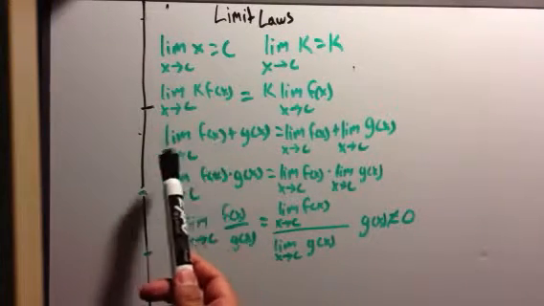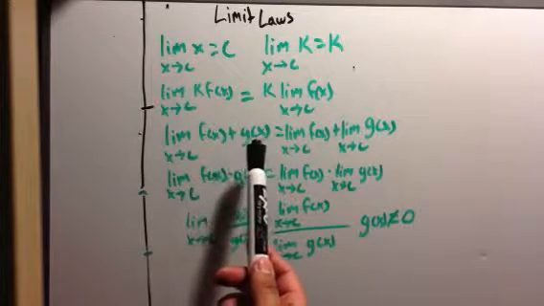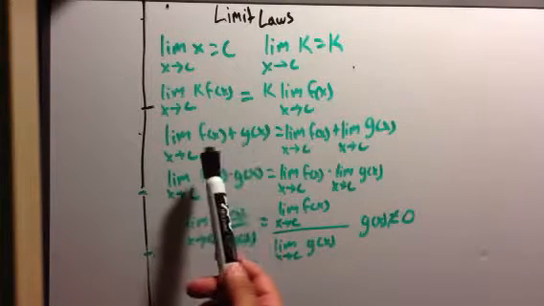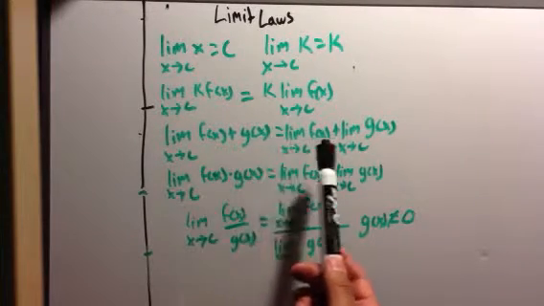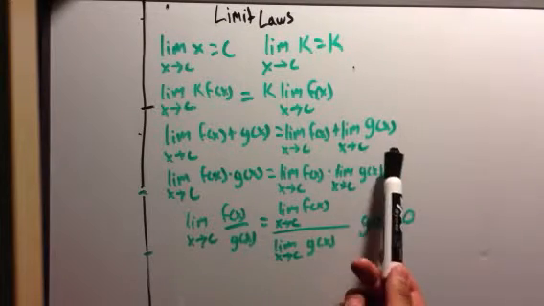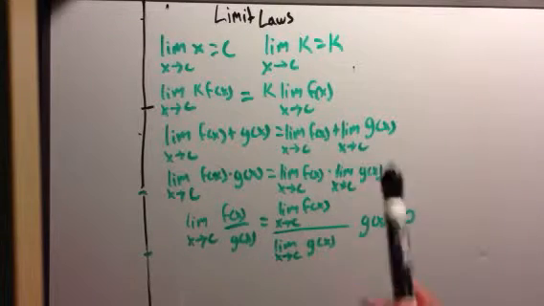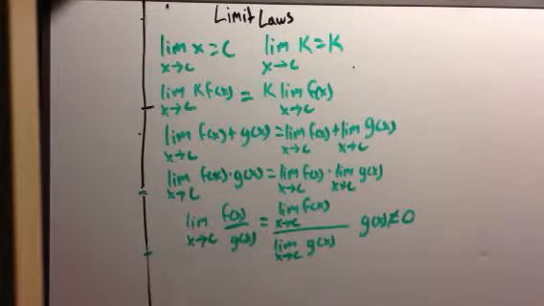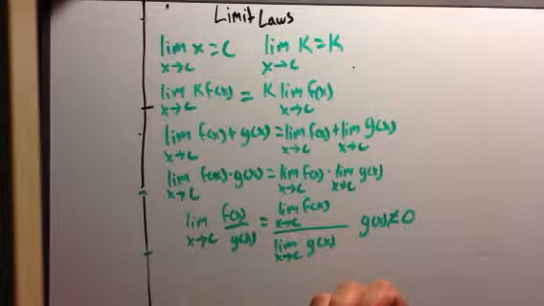And the next one just says the limit as x goes to c of the function f of x plus the function g of x. All that says is you could just take the limit of each function, so the limit as x goes to c of f of x plus the limit as x goes to c of g of x. So you could just take the limit of f of x and g of x and then just add them together. The next one is just if two functions are being multiplied, you could pretty much do the same thing.